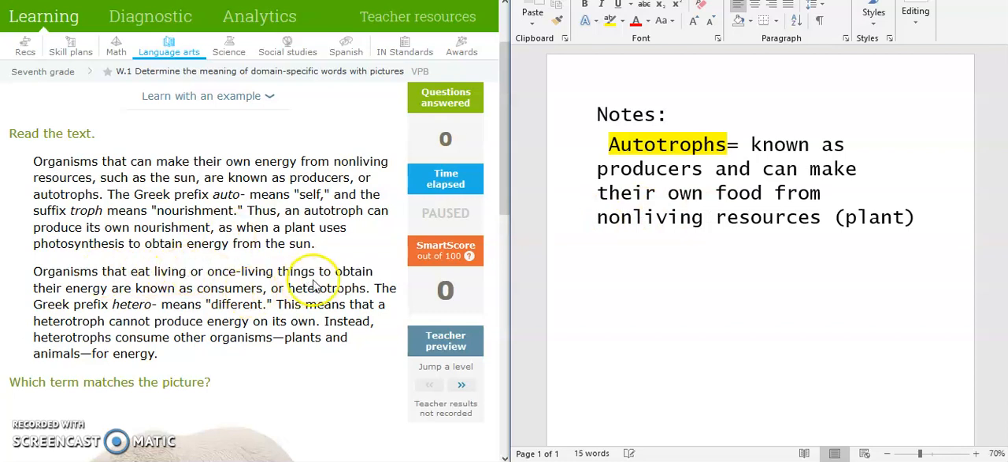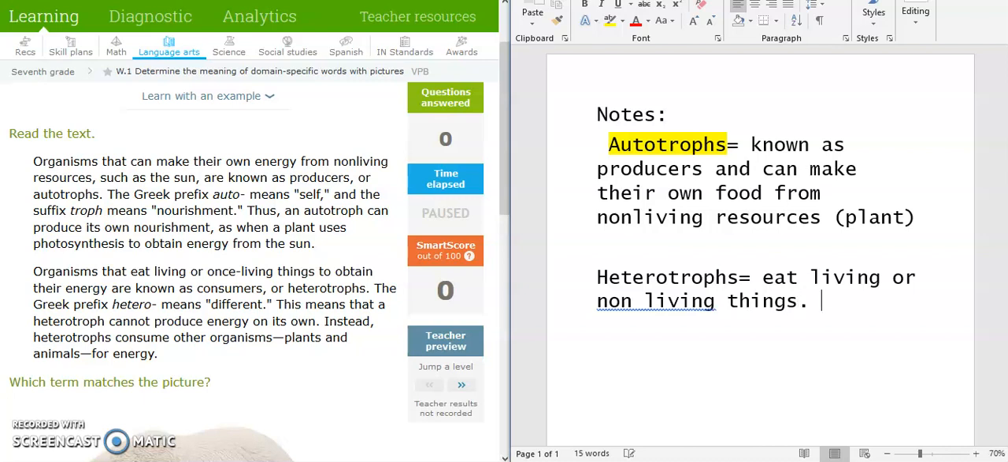Organisms that eat living or once living things to obtain their energy are known as consumers or heterotrophs. So I'm going to write heterotrophs. So they eat living or non-living things. All right, so heterotrophs eat living or non-living things.